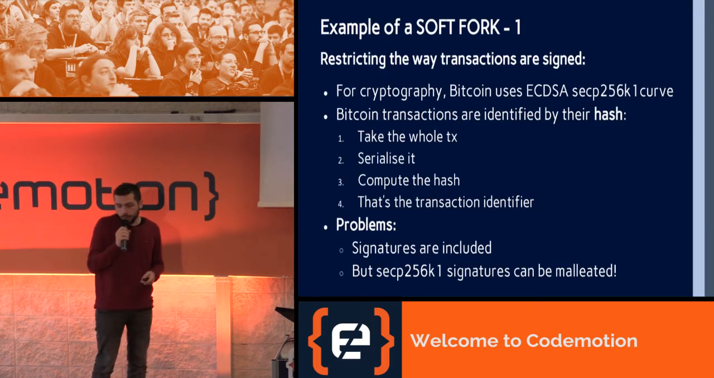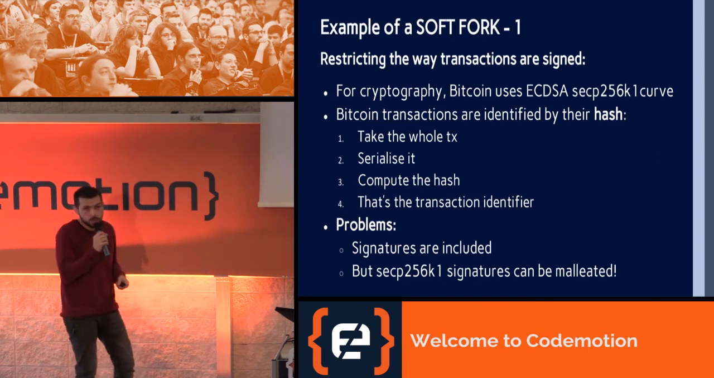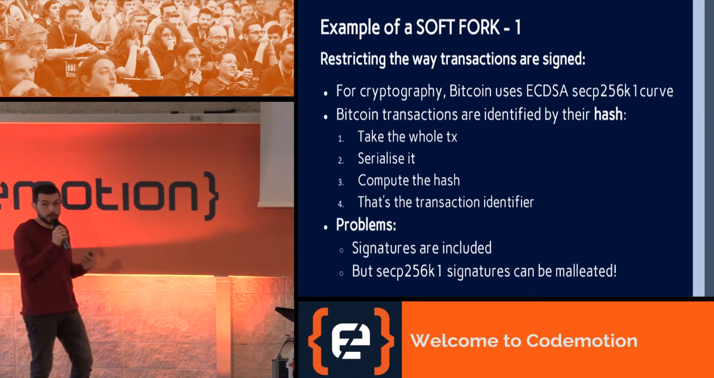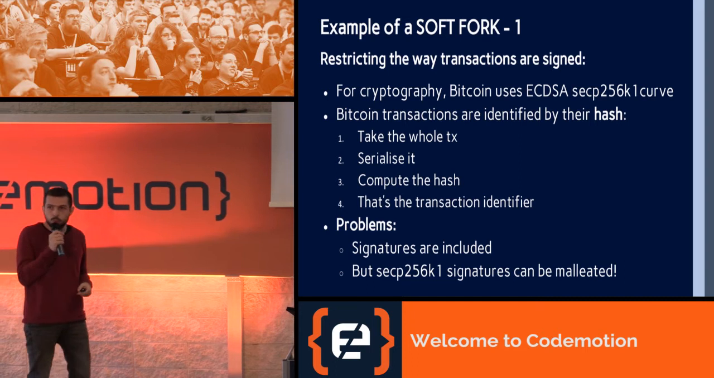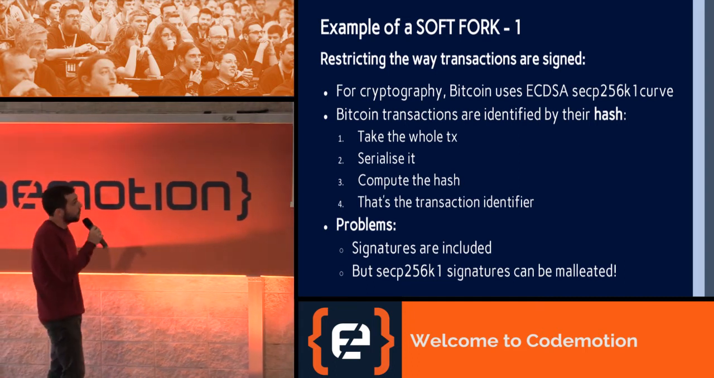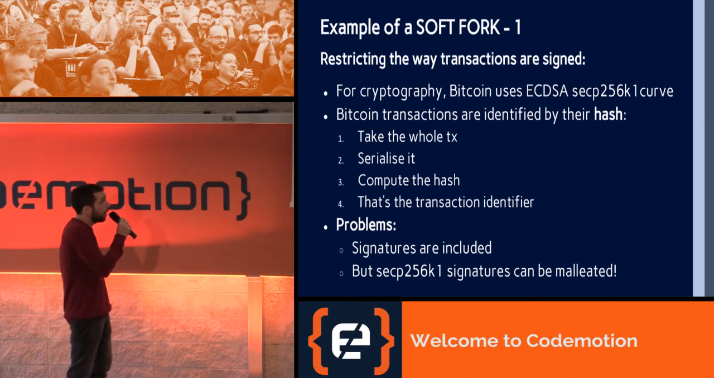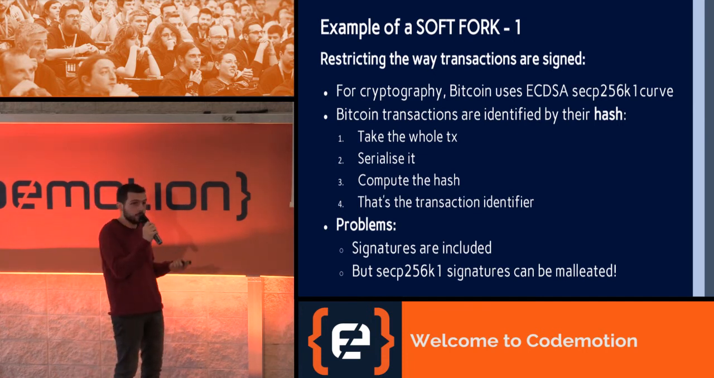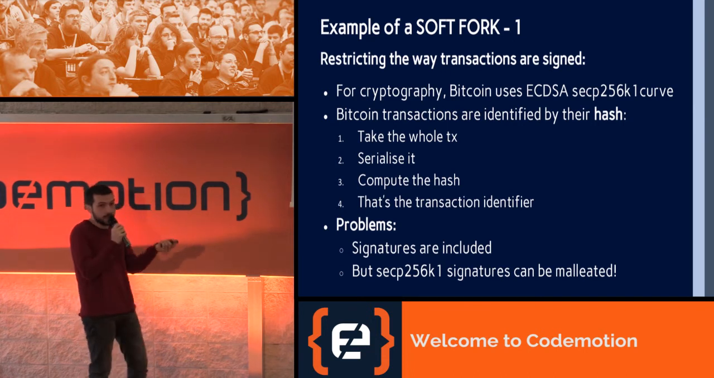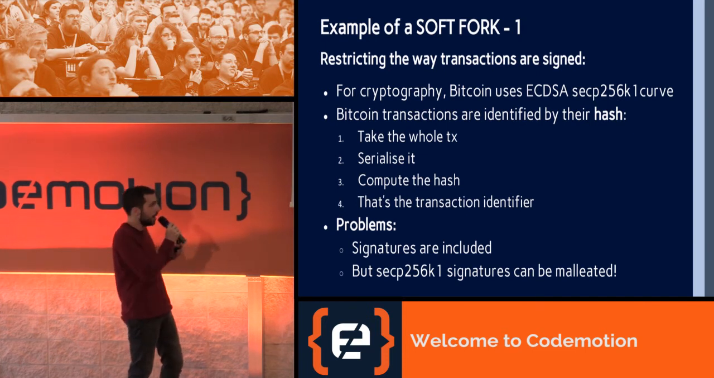So what's an example of a soft fork? We have some examples of this, and it was used a lot of times to upgrade Bitcoin, actually. So we need to go a bit in depth about how we sign transactions in Bitcoin. I don't know if you know this, but Bitcoin uses ECDSA, which is elliptic curve cryptography. And Bitcoin's transactions are identified by the hash of the transaction. So I have a transaction, I serialize it, I compute the hash of the transaction, and that's how I identify a transaction. The hash is the identifier.